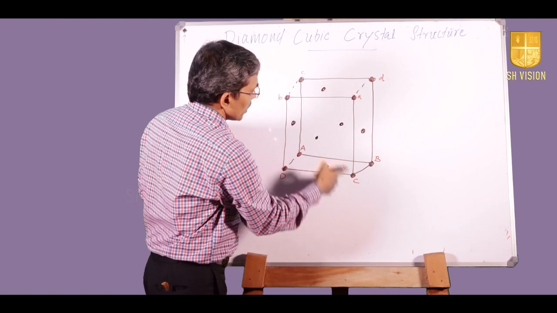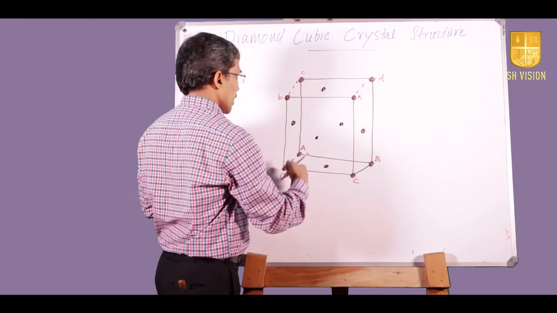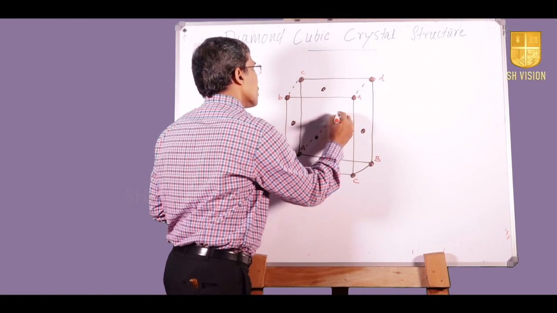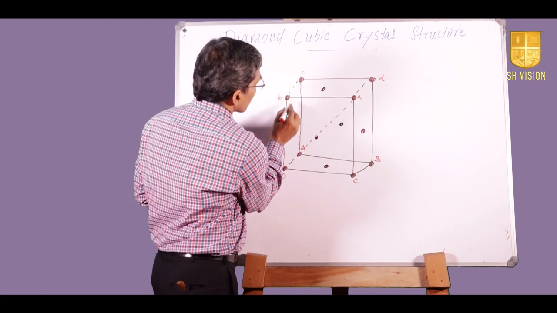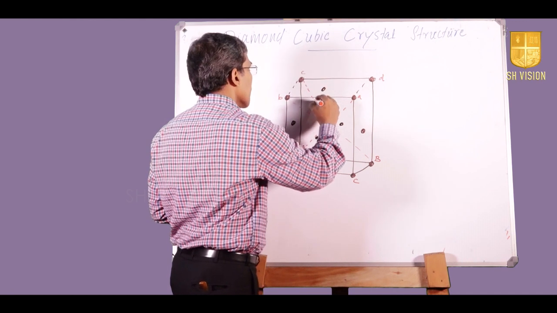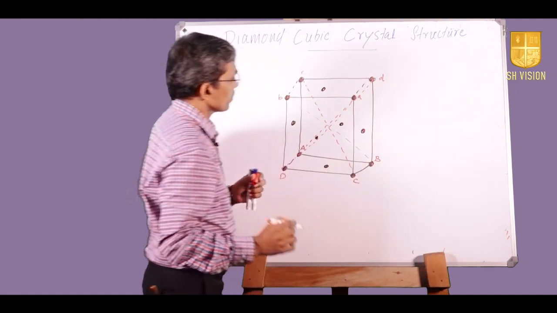So, this CC is a body diagonal, BB is a body diagonal, AA is a body diagonal, DD is a body diagonal. So, if I mark like this, so this is one body diagonal, this is another body diagonal and this is another body diagonal and one more body diagonal comes here.